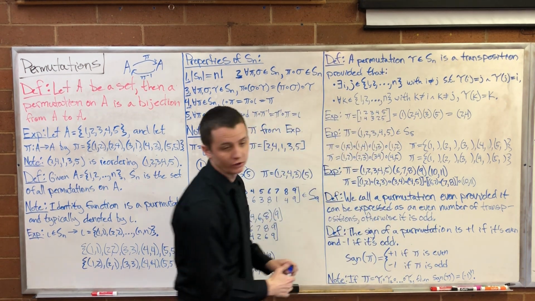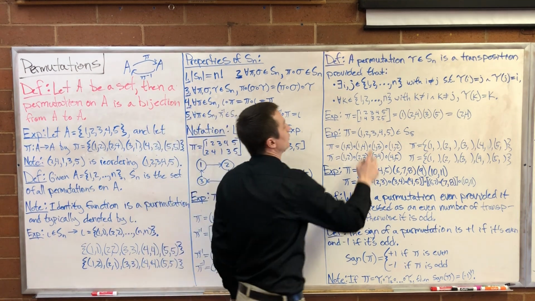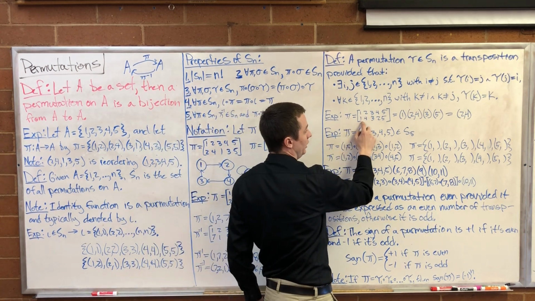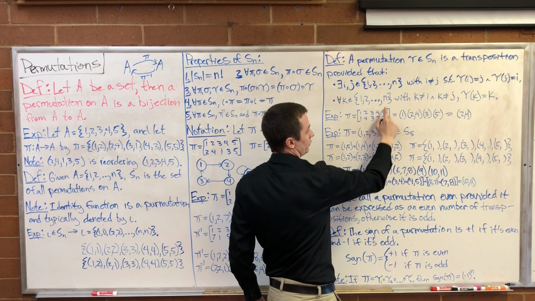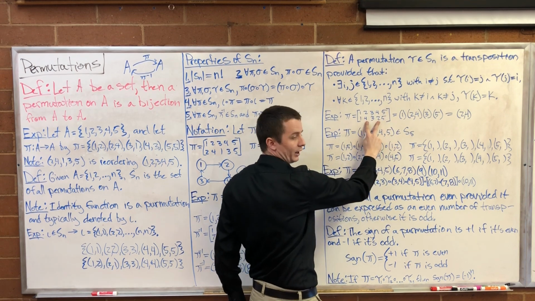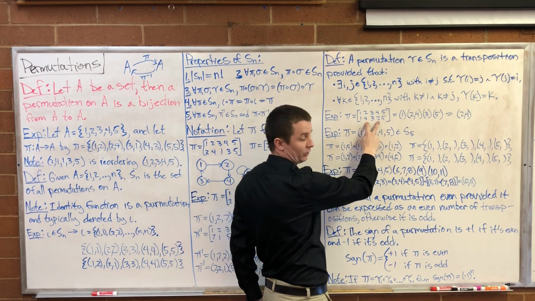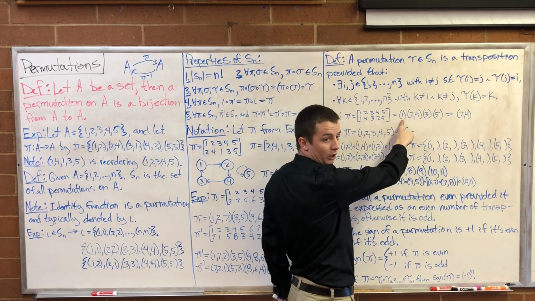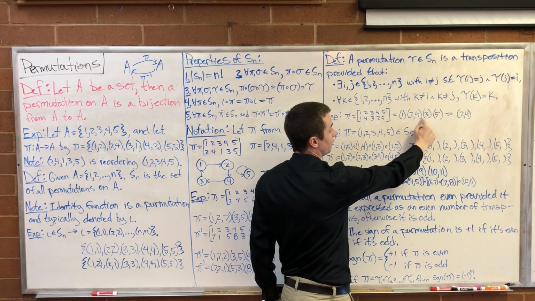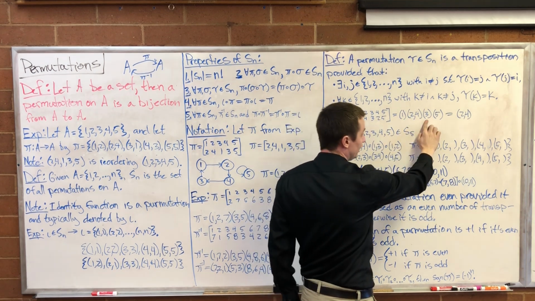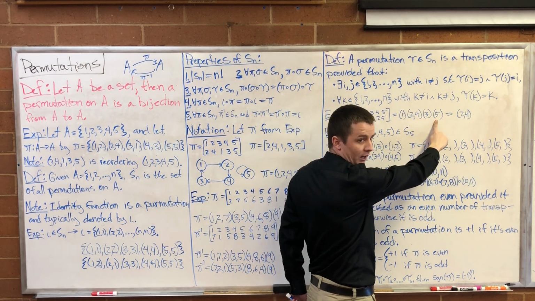So let's represent a transposition now in cyclic notation. So here's a transposition. 1 goes to 1, 2 goes to 4, 3 goes to 3, 4 goes to 2, 5 goes to 5. So I swapped 2 and 4, right? And that's all I did. When we represent this in cyclic notation, 1 just goes to 1, right? 2 goes to 4 goes to 2. Then 3 just goes to 3, 5 just goes to 5, right?